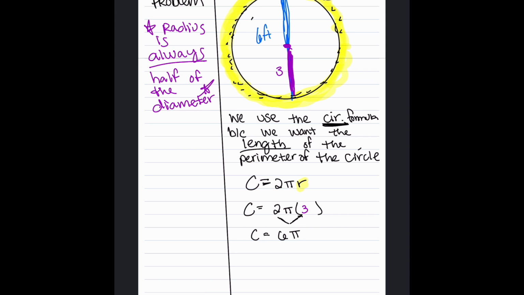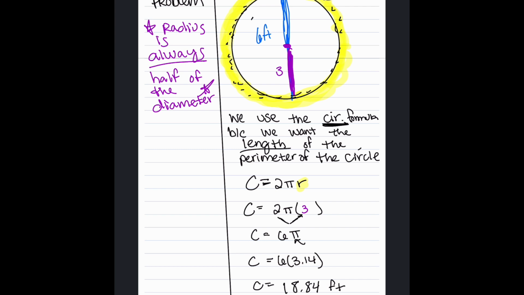And since this is more of a real life situation where we're talking about an actual jacuzzi, instead of pi, let's use 3.14. So we're going to find the actual length. Remember I said imagine we had a measuring tape. We're going to find that actual value by doing 6 multiplied by 3.14, which is 18.84. And we were talking about feet in the problem.